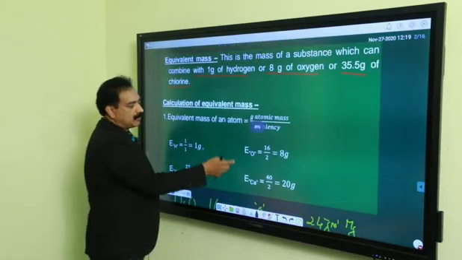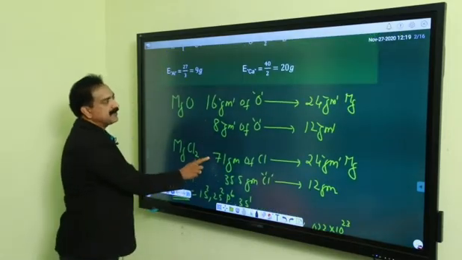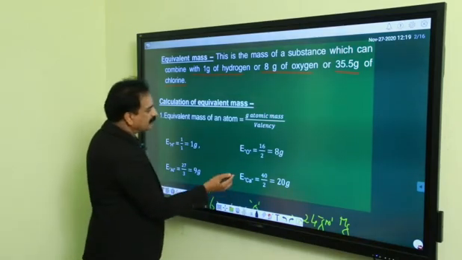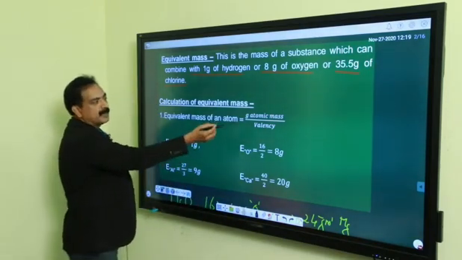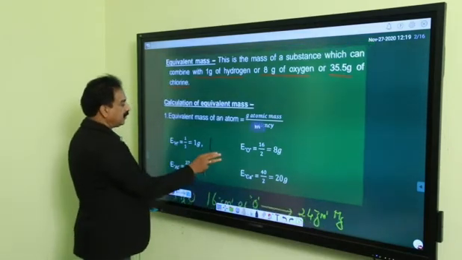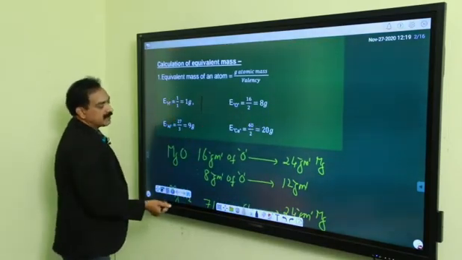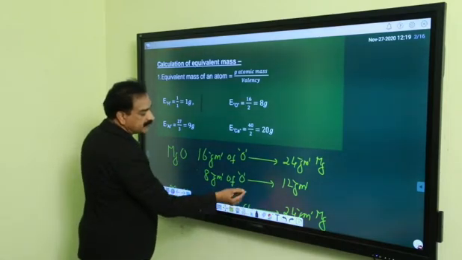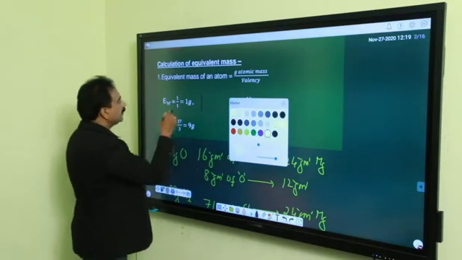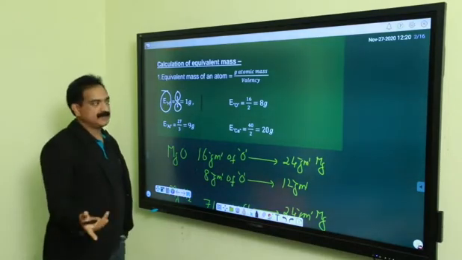Even if you do not understand this, simply say the equivalent mass of an atom is given by atomic mass divided by valency. If you want to calculate for hydrogen, the atomic mass of hydrogen is 1, so it is 1 divided by 1, that is the valency of hydrogen.